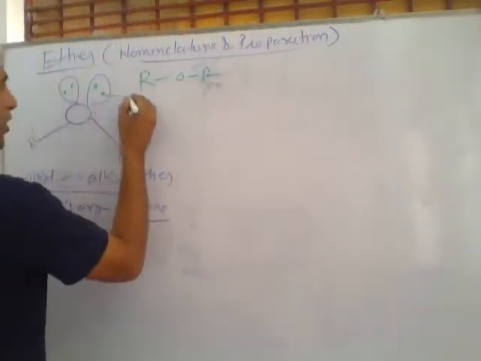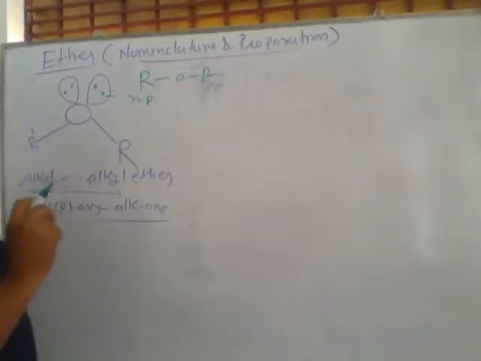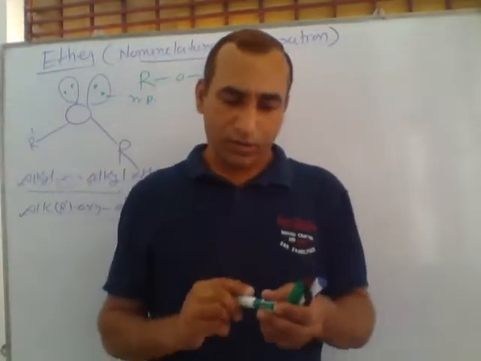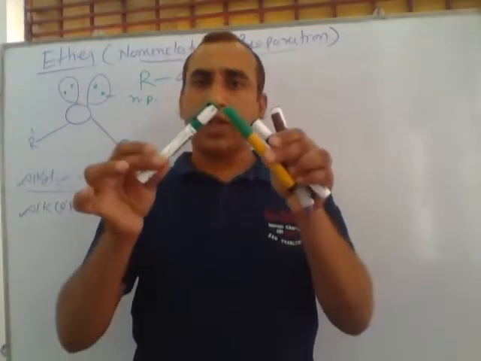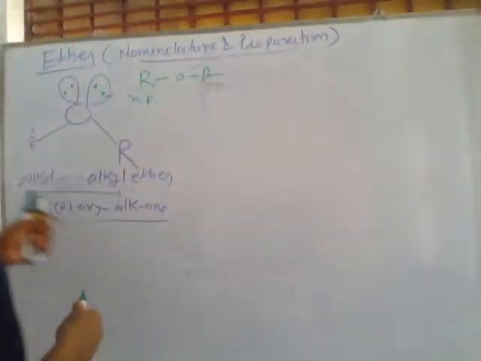So in ether there are 2 lone pairs of electrons and 2 alkyl groups directly connected in an angular shape. This is angular shape. Here is oxygen and it has 2 lone pairs of electrons.